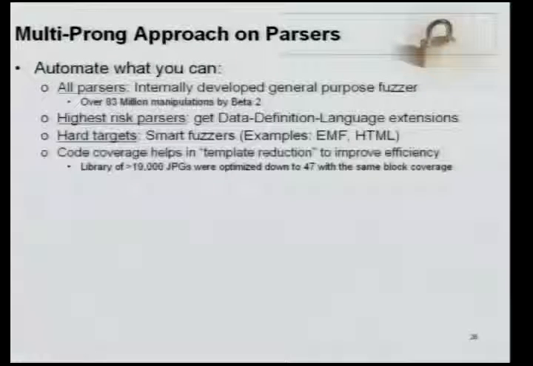So for example, when we went to go fuzz JPEGs, we said, give us all your JPEGs, come one, come all, and we had a library of 19,000 different JPEGs that were the input to the fuzzing process. We went and analyzed the code coverage, the functional code coverage that these JPEGs got, and we actually were able to collapse this 19,000 JPEGs down to 47 JPEGs.